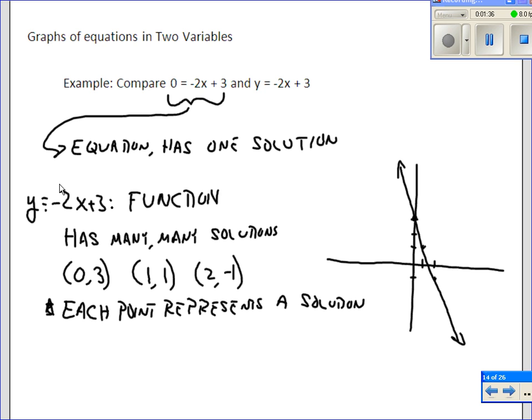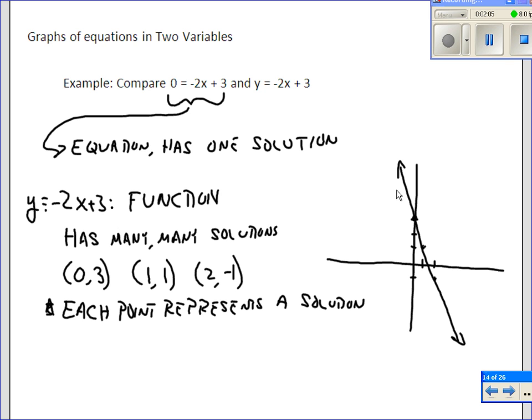The graph of an equation in 2 variables, again, something I think you've seen before, and just a little reminder here to compare. 0 equals negative 2x plus 3 is an equation with one solution, whereas y equals negative 2x plus 3 is describing a relationship between two variables x and y. It's a function and it has many, many solutions. Here's just a few of them. It's impossible to list all the solutions to this particular equation.